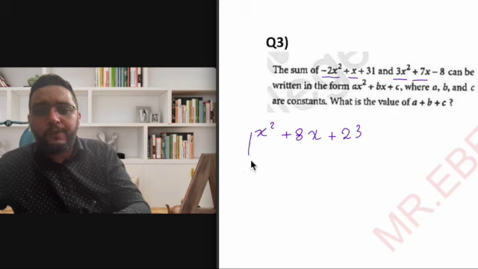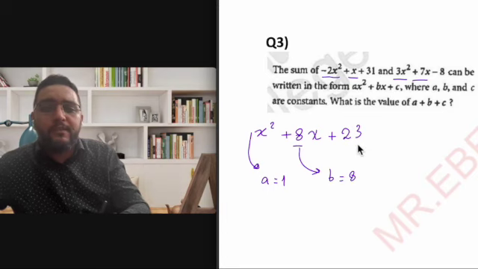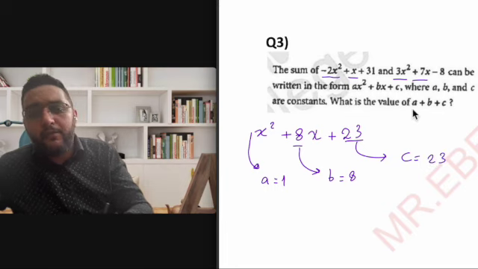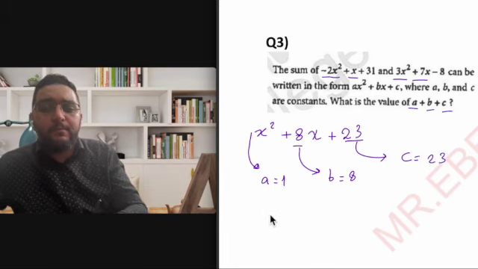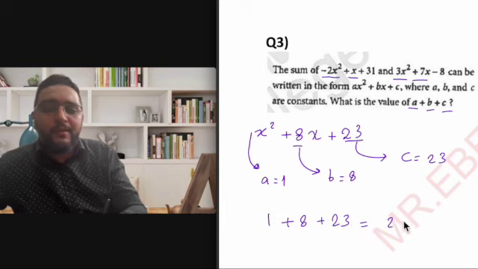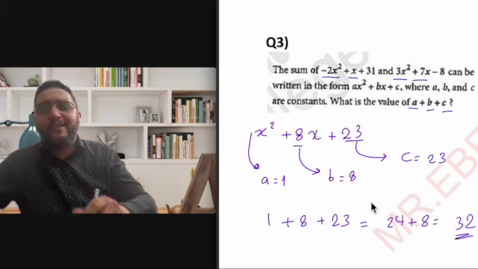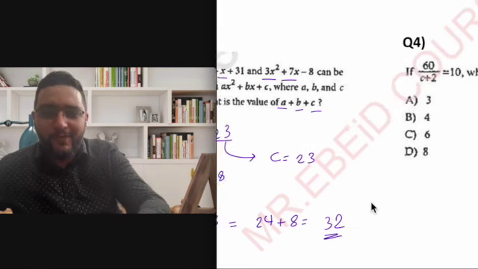Now check the coefficient of x squared, which is a. This is 1. And the coefficient of x, which equals b, this is 8, and the last term, which is c, equals 23. Okay, now we will add a plus b plus c. It means 1 plus 8 plus 23, so it will be 24 plus 8, which equals 32. Okay, let's move to the next question.